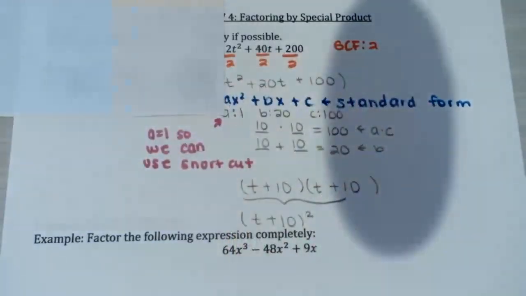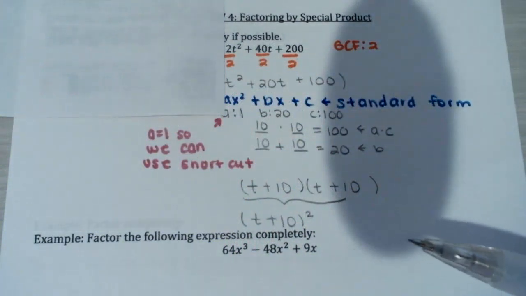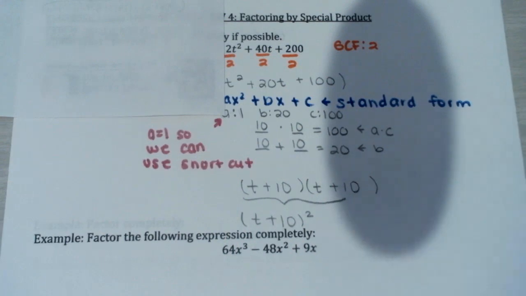Notice it says simplify if possible. This is our simplest form. If you didn't write it as squared, the homework would say something like your answer is correct, but it's not in the right form. So it won't mark it correct unless it's simplified like this, t plus 10 squared.